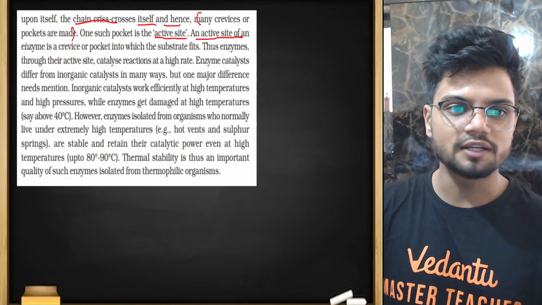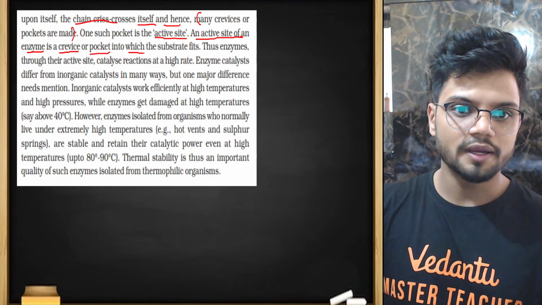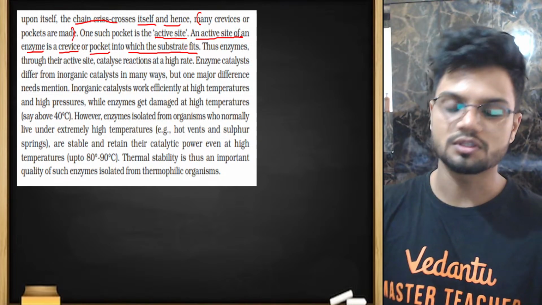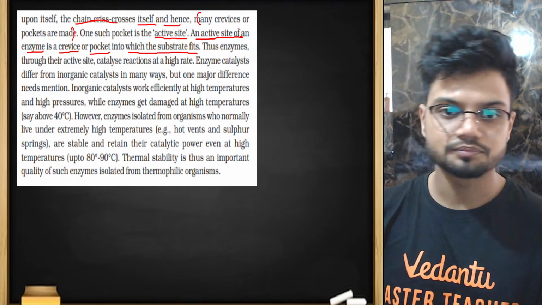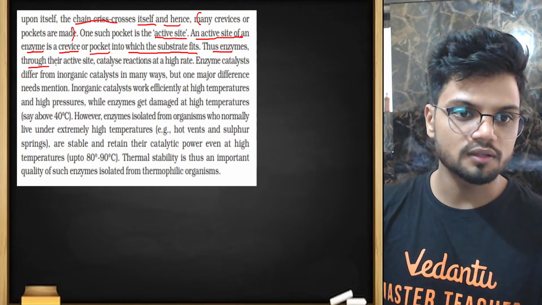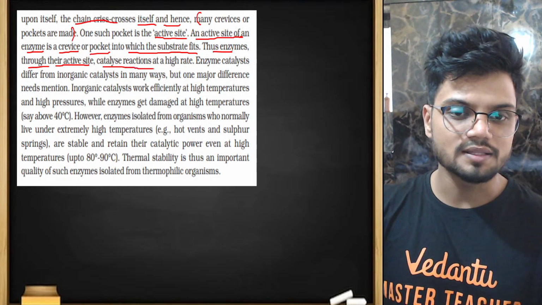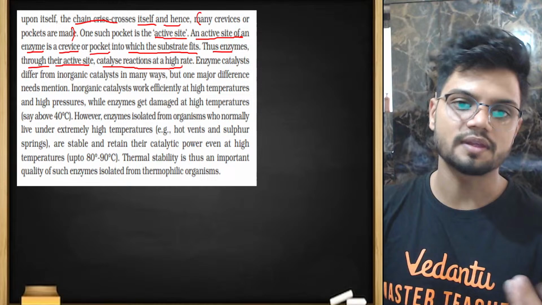An active site of an enzyme is a crevice or pocket into which the substrate is fitting. So the substrate will come and join on the active site. Thus enzymes, through their active site, catalyze the reaction at a high rate. They can catalyze the reaction at a higher rate because of the enzyme.